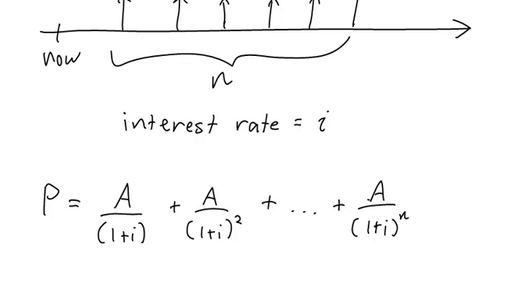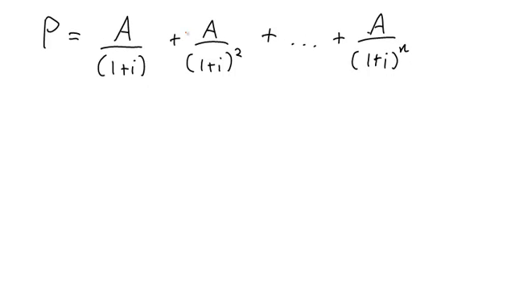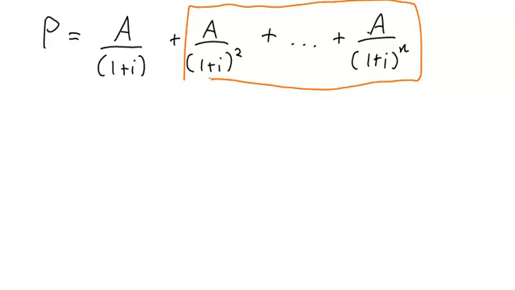But since they're all the same number, I can use some nice maths tricks to figure out a simpler formula for it. And that's what I'm going to do now. The trick is that we're going to notice that this bit here is very similar to the whole thing, except that instead of starting at 1 plus I, it starts at 1 plus I squared, so all the powers are 1 higher. If we times everything by 1 plus I, then the 1 plus I's on the top would cancel out with one of the 1 plus I's on the bottom, and all of the powers will go down by 1, and it'll look even more similar. So let's do that.